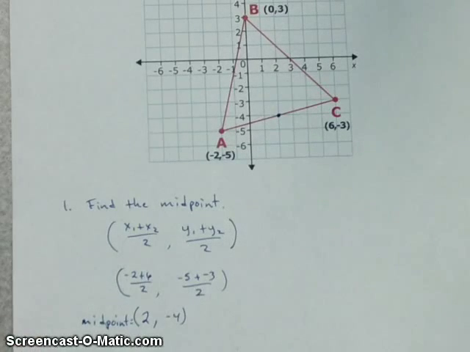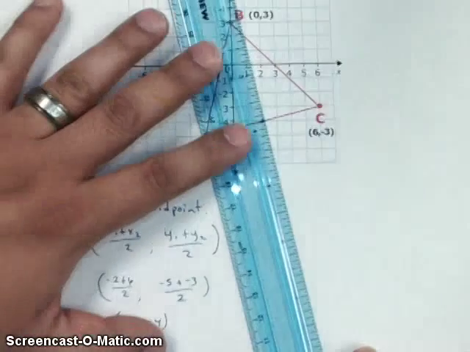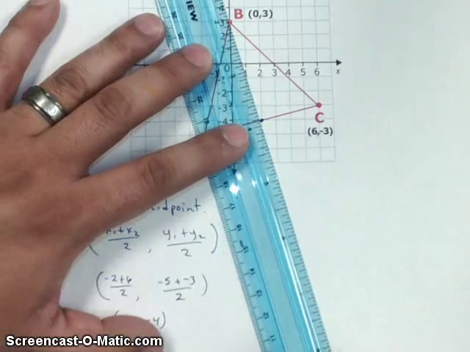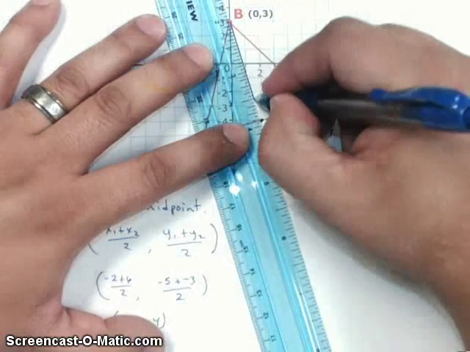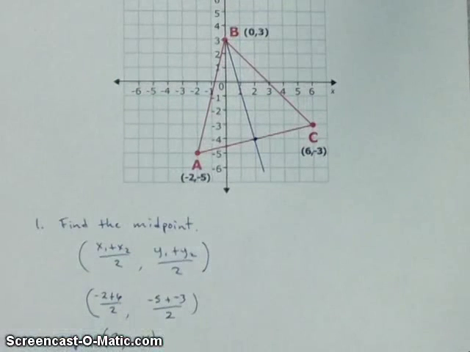Then what I'm going to need to do is take my point B along with this midpoint, and draw a line straight down going through it. Okay, that would be my first median.